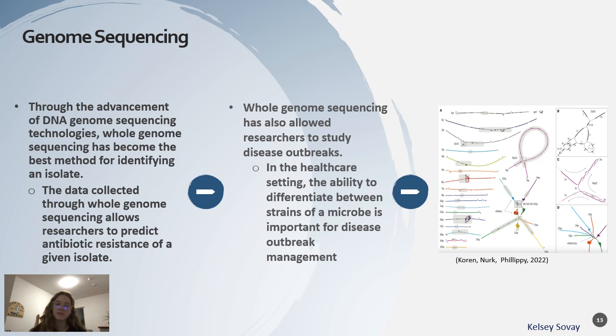Whole genome sequencing is a process of analyzing an individual's DNA through a sample of blood. Through the advancement of DNA genome sequencing technologies, whole genome sequencing has become the best method for identifying an isolate. The data collected through whole genome sequencing allows researchers to predict antibiotic resistance of a given isolate. Whole genome sequencing has also allowed researchers to study disease outbreaks. In the healthcare setting, the ability to differentiate between strains of a microbe is important for disease outbreak management.